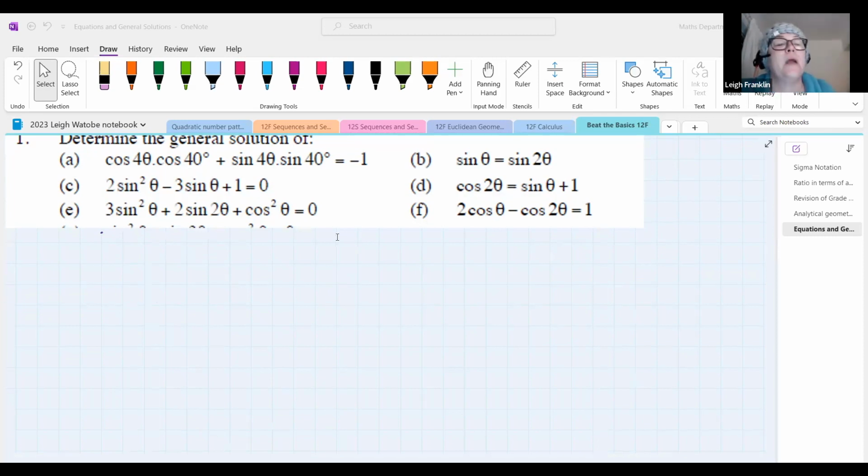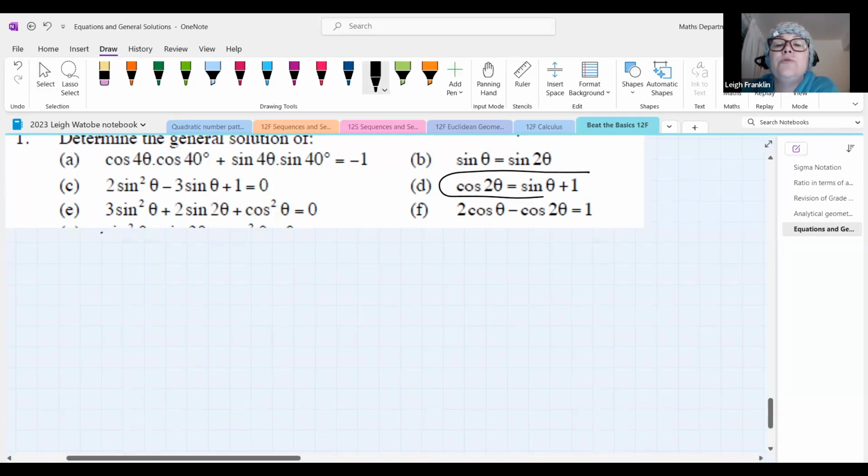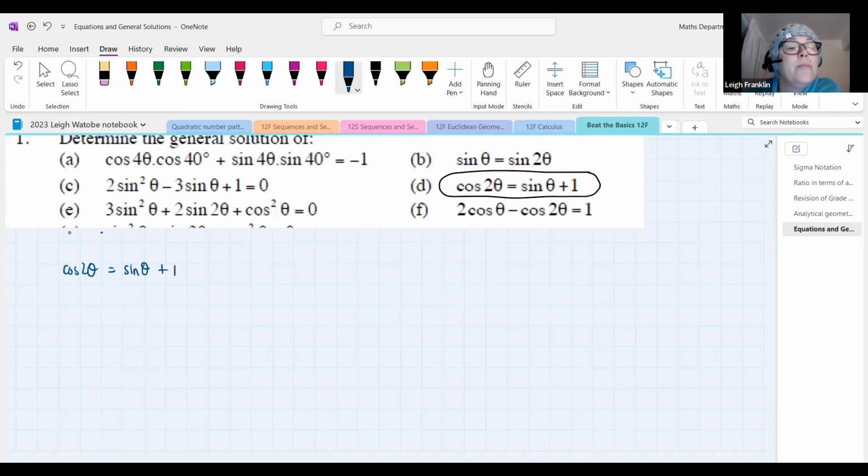Okay. I want to do one more with you. I'm going to do this question over here, D. I want to do this one with you as an example. Okay, so we've got cos 2 theta equals sine theta plus 1.